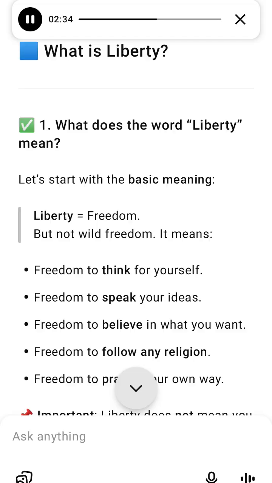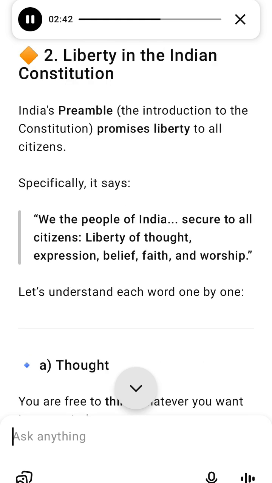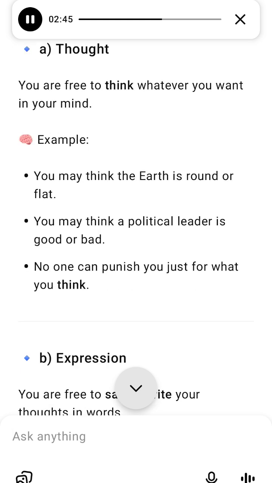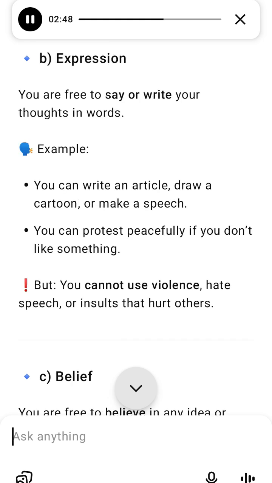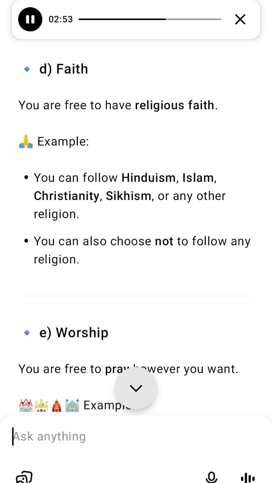4. Liberty is not unlimited, not a license. Here's a very important point. Liberty is not license. It means you cannot do whatever you want, whenever you want. Your freedom must not hurt others or break the law. Example, you can speak freely, but you can't use bad language or spread hate. You can believe in any religion, but you can't force others to follow your religion. This is called reasonable restrictions. The Constitution allows some limits to protect peace, safety, and public order.